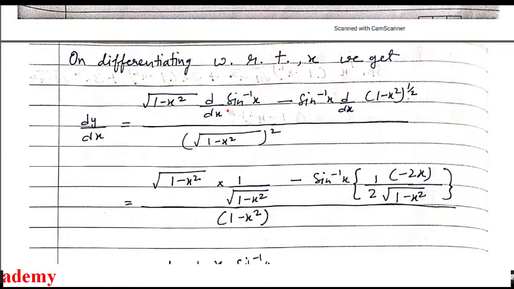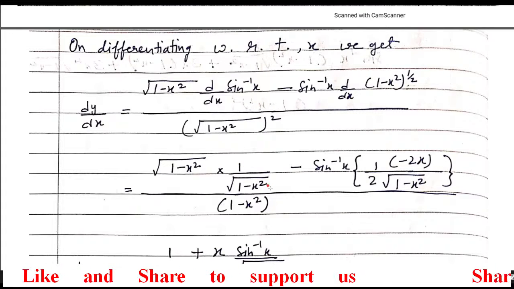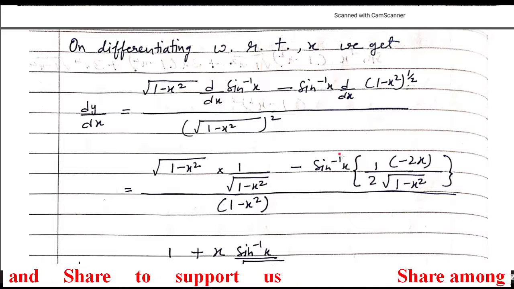So now we will proceed with the differentiation. Here in the denominator, when we do the square, root and square will cancel each other, so we will obtain 1 minus x square. Now this root 1 minus x square, as it is, we have to differentiate sin inverse x. The direct formula is available, that is 1 upon root 1 minus x square, then minus sin inverse x.